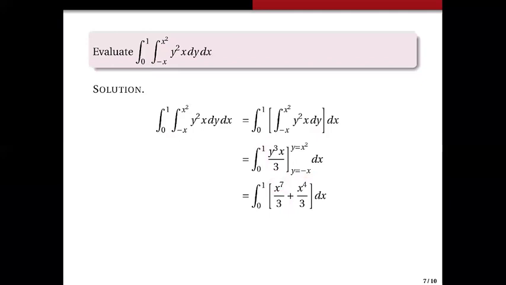And then we now integrate with respect to x. We'll now have x to the 8 over 24 plus x to the 5 over 15. And then we evaluate this at x equals 0 and at x equals 1. We have 13 over 120. Okay? Questions?